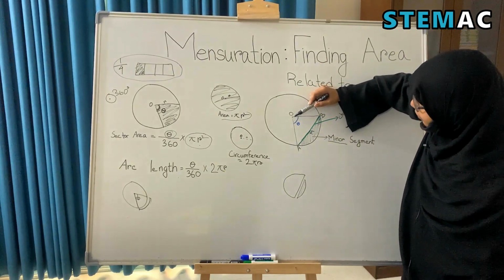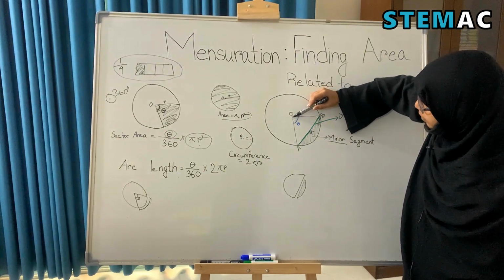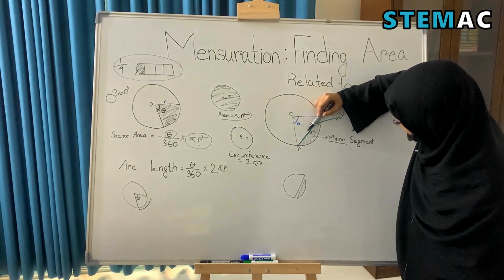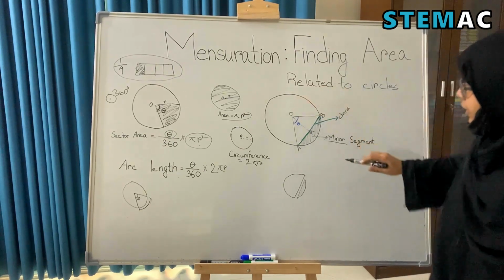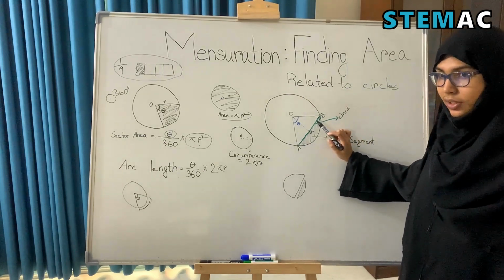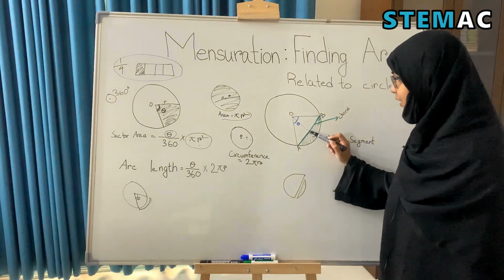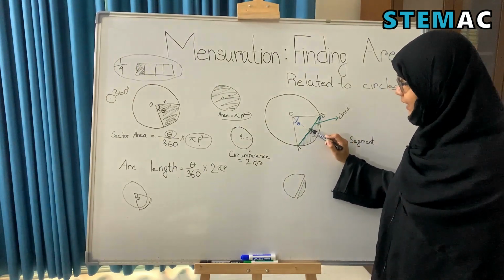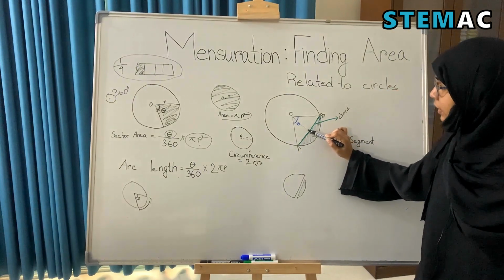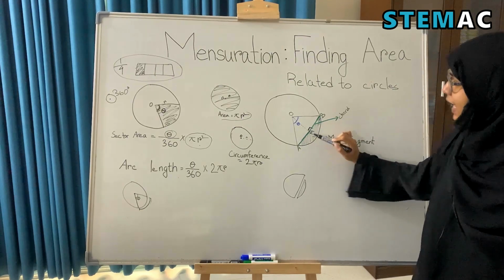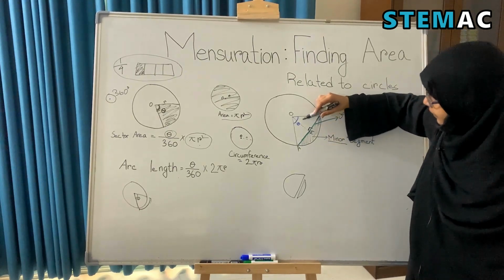So if I draw a line from the center to the midpoint of the chord, it's definitely bisecting the chord. Bisecting means dividing into two equal parts. It's definitely bisecting the chord at right angle. That means this angle is 90 degree.